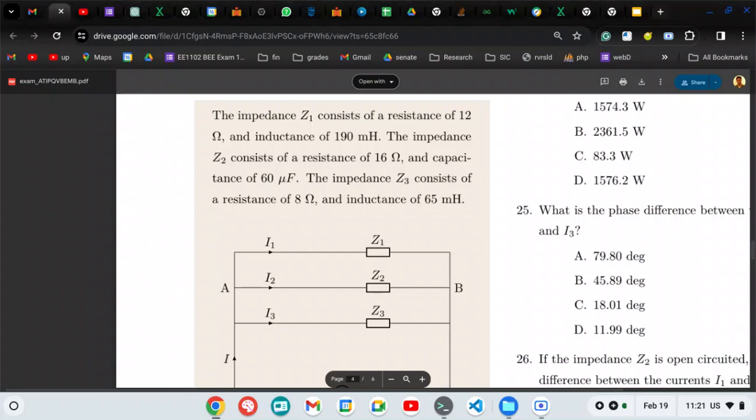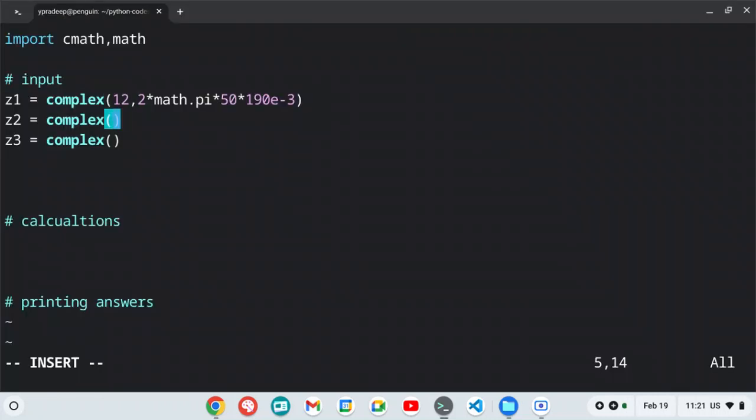The impedance Z2 consists of 16 resistance and 60 microfarad capacitance. So how do we get it? 16 is the resistance, and 1 divided by 2 into pi into f into C. 60 micro is e to the power of minus 6, or rather it is exponent minus 6, and then one more closing bracket. Anybody have any doubt here? Again, we are converting the given component values into impedance in ohms. The unit of all this will be ohms.